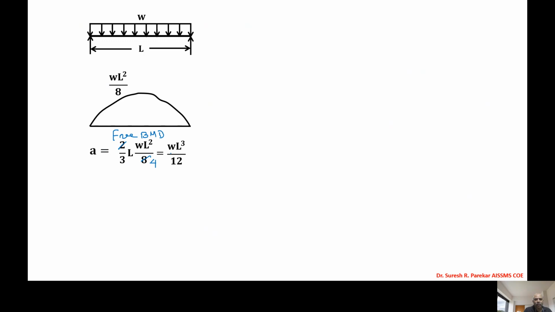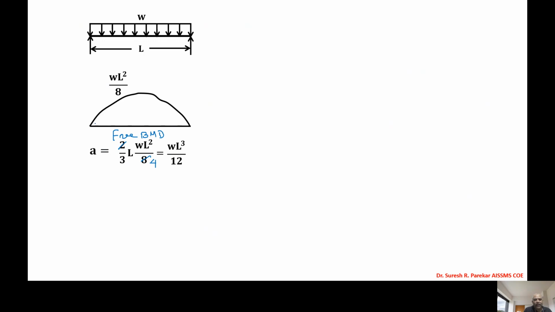Now we can have special cases in this. If we are loading as UDL, and in that case we know W is the load, L is the span, then we have free BMD. That free BMD we know is WL square by 8. Now we will calculate A1. This is 2 by 3 span into ordinate, that is height. So 2 by 3 into L into WL square by 8. From this these two get cancelled, and this will be 4, and we will get this value as WL cube by 12.